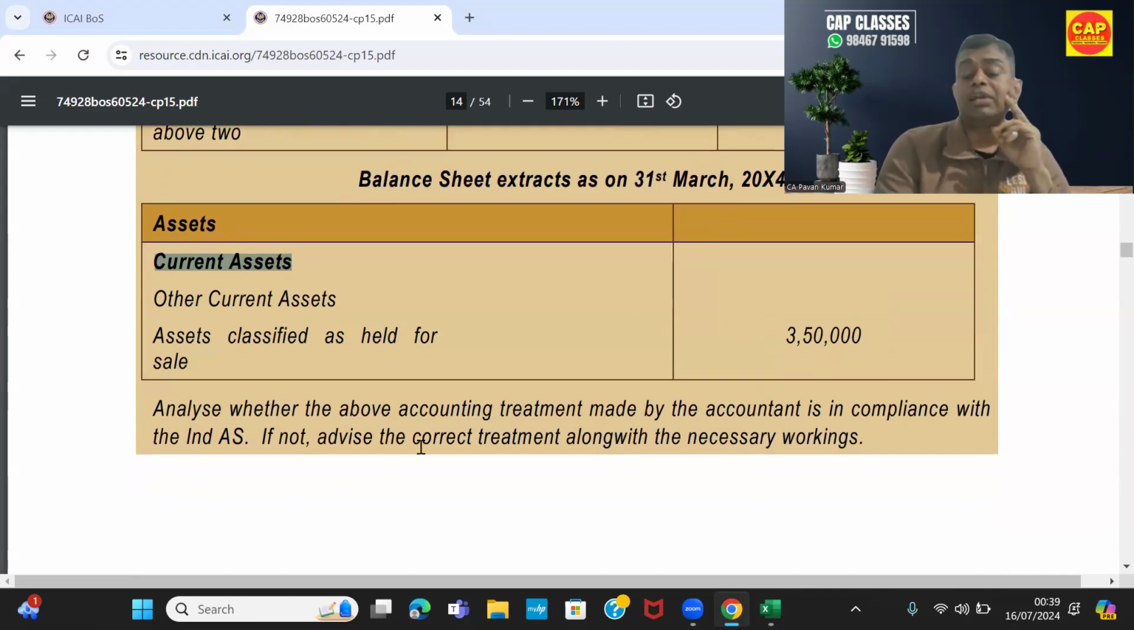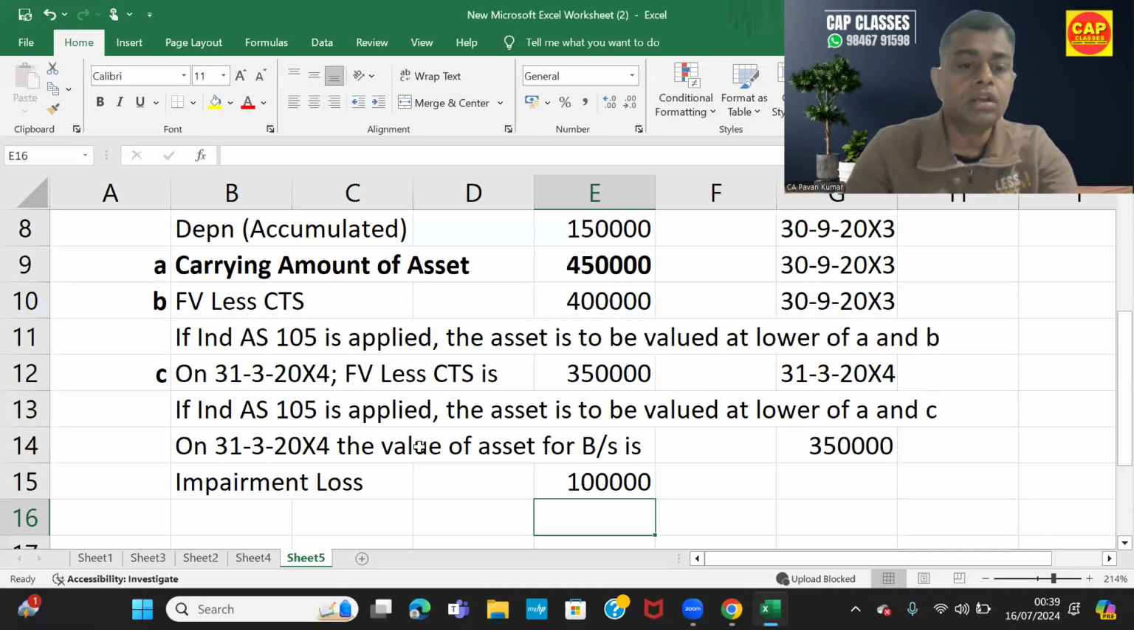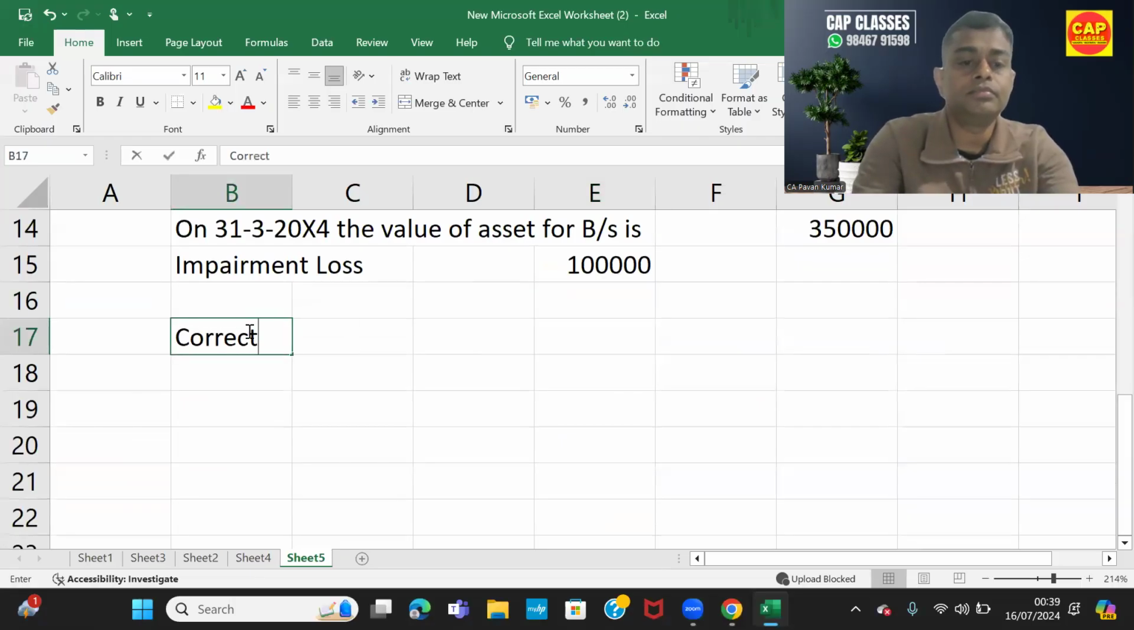Analyze whether the above accounting treatment made by the accountant is in compliance with the Ind AS. No. If not, advise the correct treatment. So what is the correct treatment? Simple. Correct treatment.